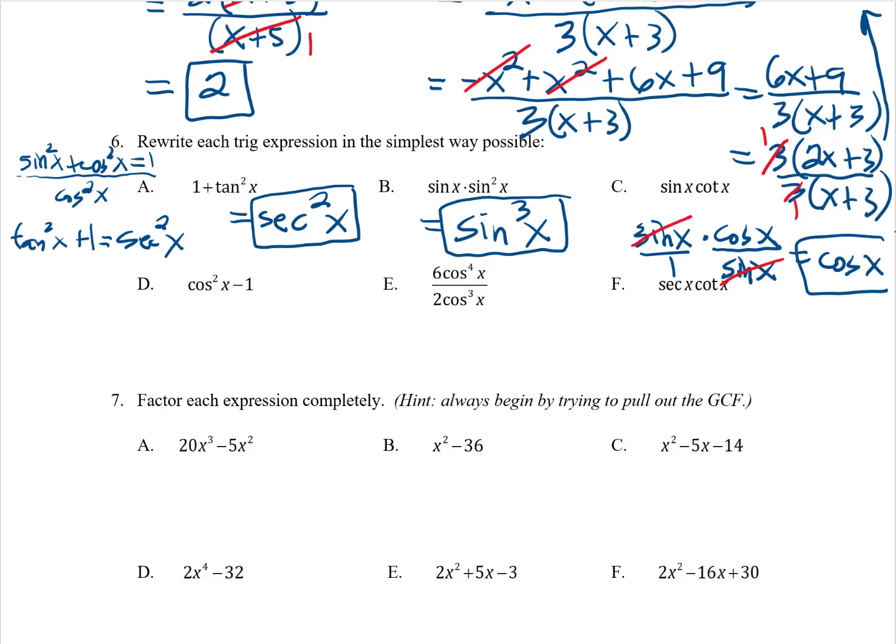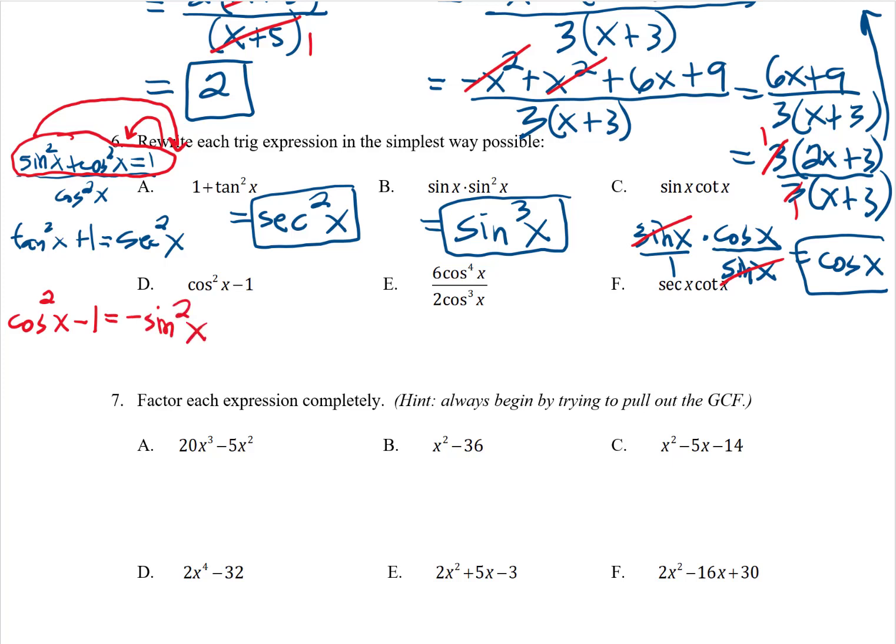Letter D, again, a trig function squared and a 1 makes me think about Pythagorean identities. Here's that main version of the Pythagorean identity again. Can I somehow make a cosine squared x minus 1? It looks like I'd have to do a couple of things. I'd have to move the 1 over to this side, and then I'd have to move the sine squared x over to that side. If I did those two things, I'd have cosine squared x minus 1 on the left, and I'd have negative sine squared x on the right.